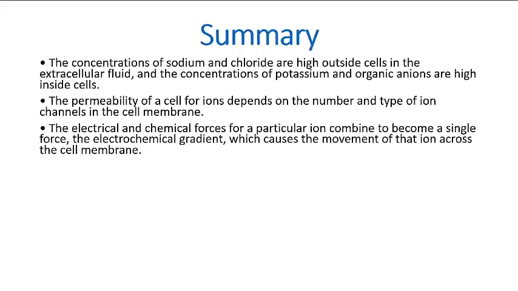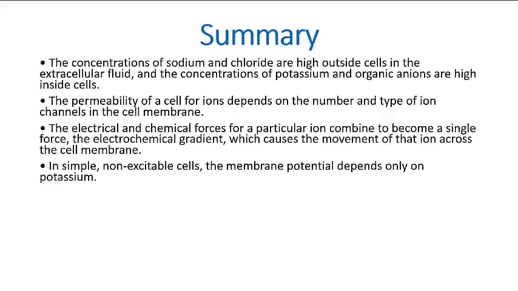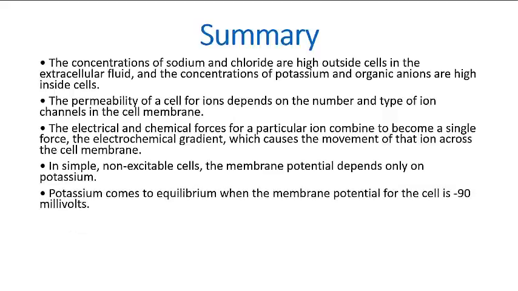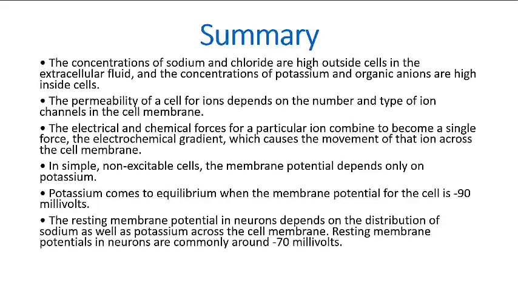In simple excitable cells, non-excitable cells for example, the membrane potential depends only on potassium. Potassium comes to equilibrium when the membrane potential for the cell becomes minus 90 millivolts. The resulting membrane potential in neurons depends on the distribution of sodium as well as potassium across the cell membrane, and the resting membrane potential in neurons is commonly around minus 70 millivolts. The sodium-potassium pump is essential for maintaining the resting membrane potential in the neurons, so that it stays in the minus 70 millivolt range.